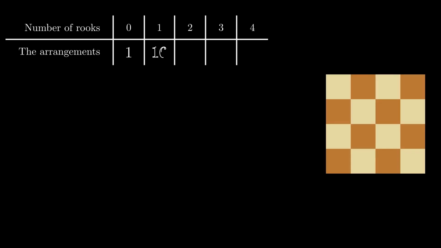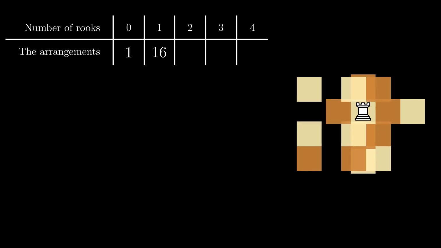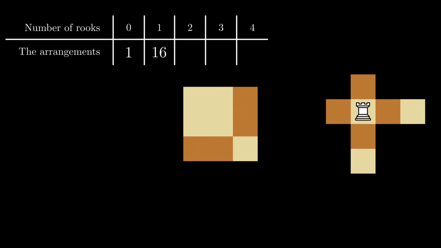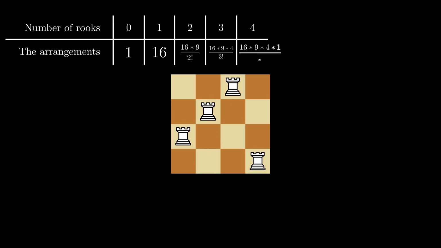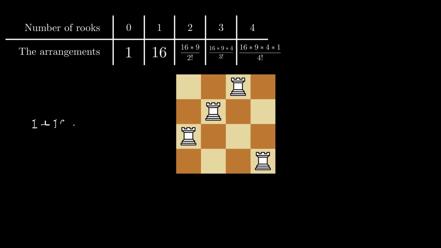0 rooks can be placed in one way. 1 rook can be placed in 16 ways, while 9 cells remain for the second rook, and each method is counted 2 times. There are 4 cells left to place the third rook, and each arrangement will be repeated 6 times. Similarly, we count the arrangements for 4 rooks. The resulting number did not accidentally turn out to be the denominator of the 5th number of the sequence.